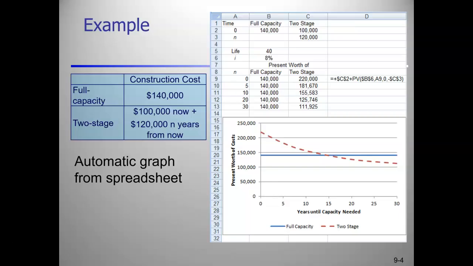Now let's look at what we can do with another tool in Excel. And I'm not talking about this graphing tool, but I want to talk about setting up a table where we have the present worth as a function of the life. So let's go back into Excel.